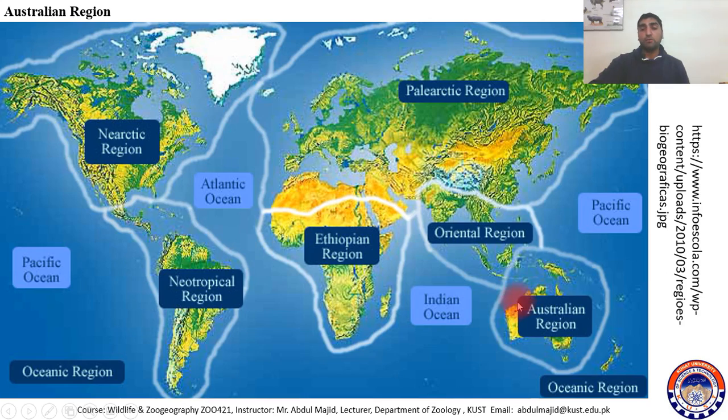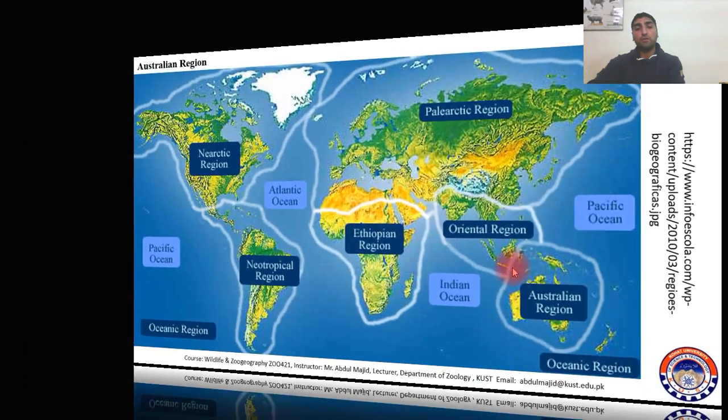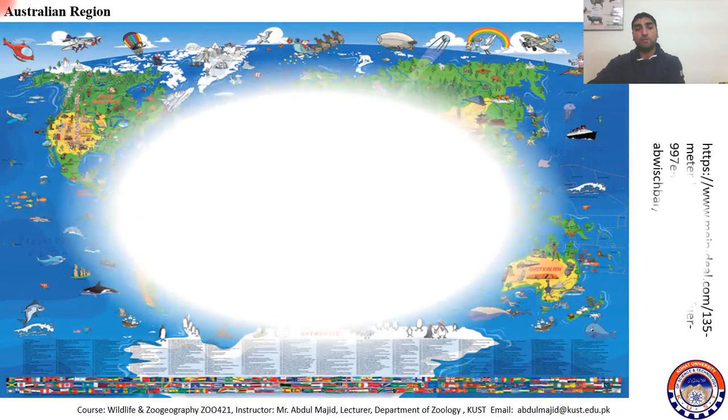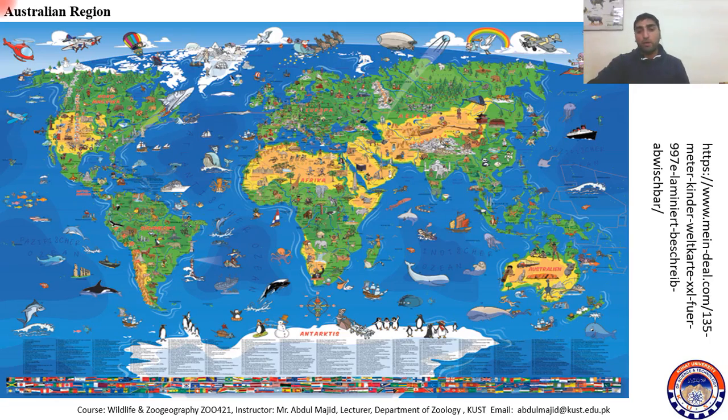So you can see in this image and this map, this is the Australian region, the whole of Australia, this is New Guinea, this is Tasmania, and this is New Zealand, and these are the islands of the Pacific, and here is the imaginary line of Wallace which separates it from the Oriental region. And let's talk about the rest of them in another map.